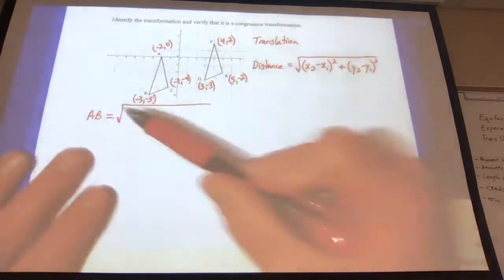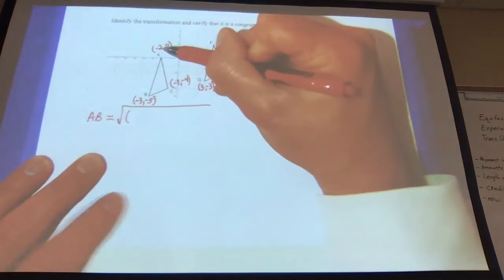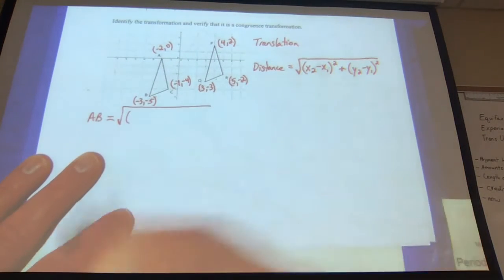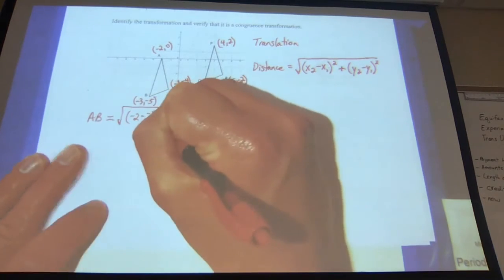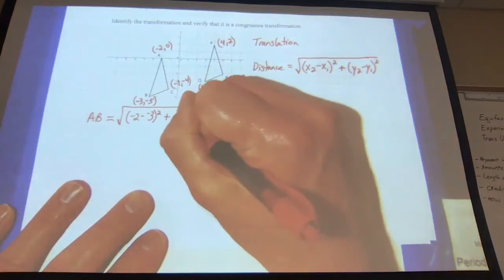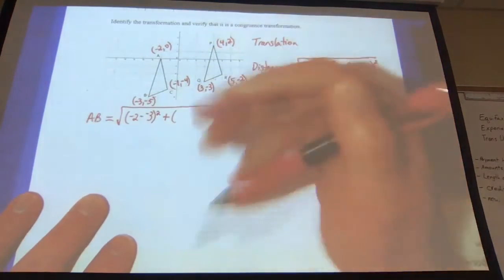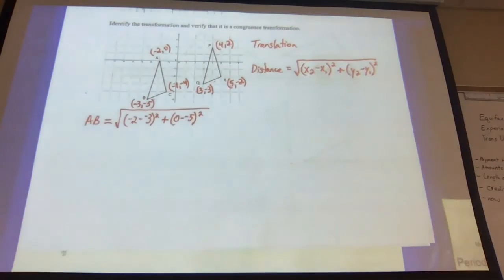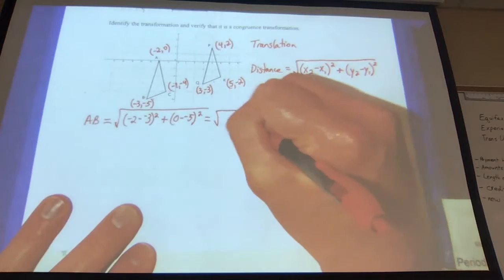Let's do it for AB. I'm going to start with the x coordinates. So here's point A, here's point B. The x coordinates, we would take -2 minus -3. That's going to go in for x2 and x1. -2 minus a -3, and we're going to square that. Plus, in between them, then we're going to do the y coordinates. Same thing with the y coordinates: 0 minus -5. Square it. And then we've got to simplify it.